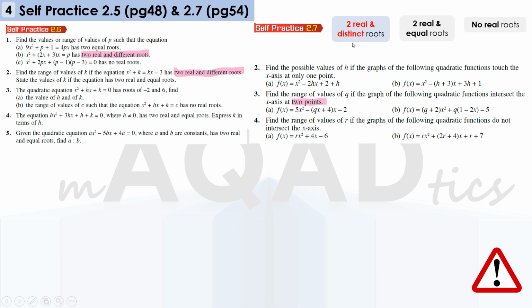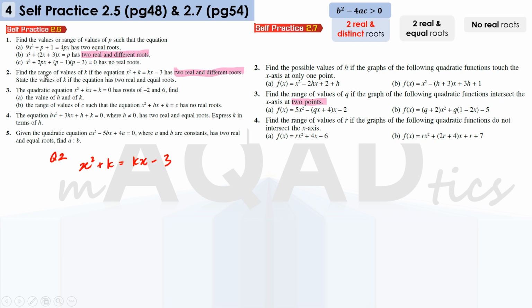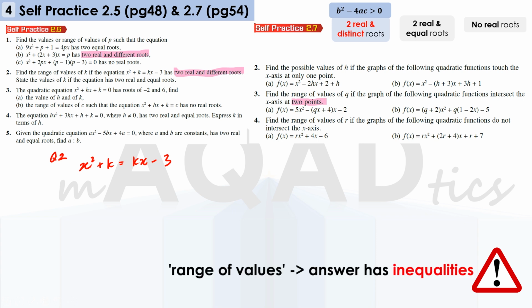Different and distinct is the same word. Here, intersect the x-axis at 2 points will have the same working, because all of these keywords say that our discriminant b squared minus 4ac must be more than 0. So let's focus on 2.5 question 2. We need to find the range of values of k. It says range because later on our final answer will have an inequality, because here we have a more than 0.